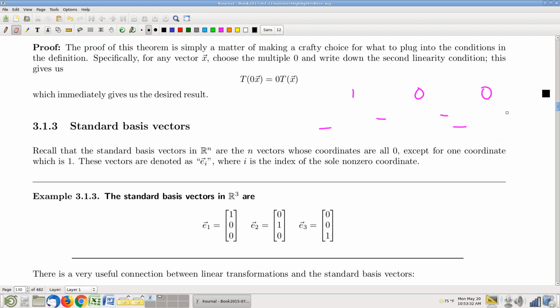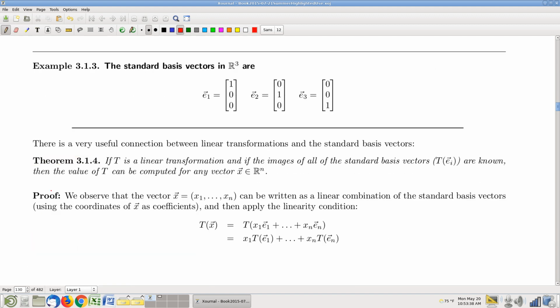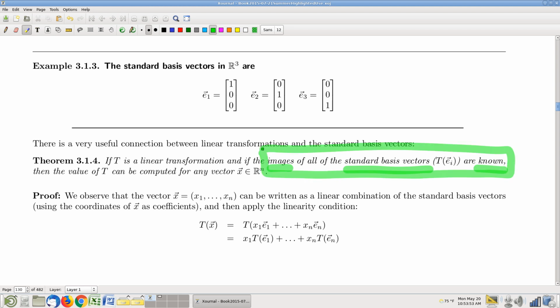But anyway, here is another really important fact about standard basis vectors. If you have a linear transformation, and if you know the images of the standard basis vectors, all right, now before I give you the punchline, that's not a lot. T is a linear transformation from all of Rn into Rm. So there's infinitely many vectors in Rn. There's only a handful of standard basis vectors.